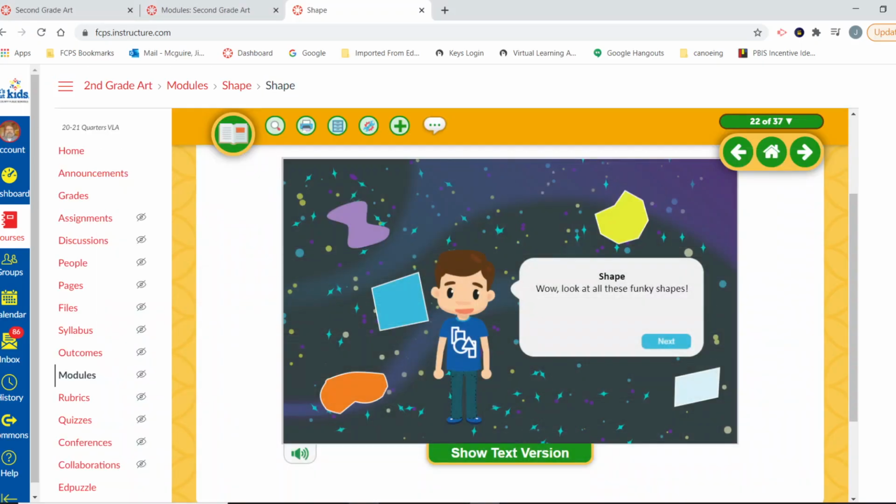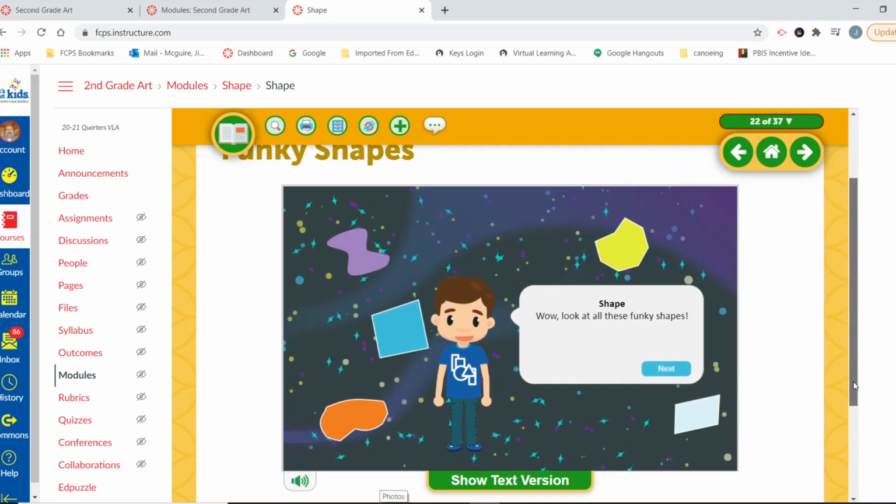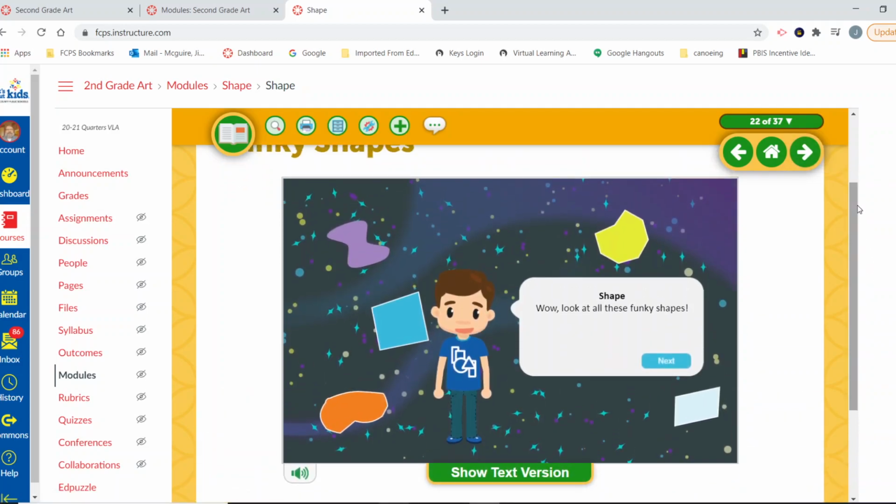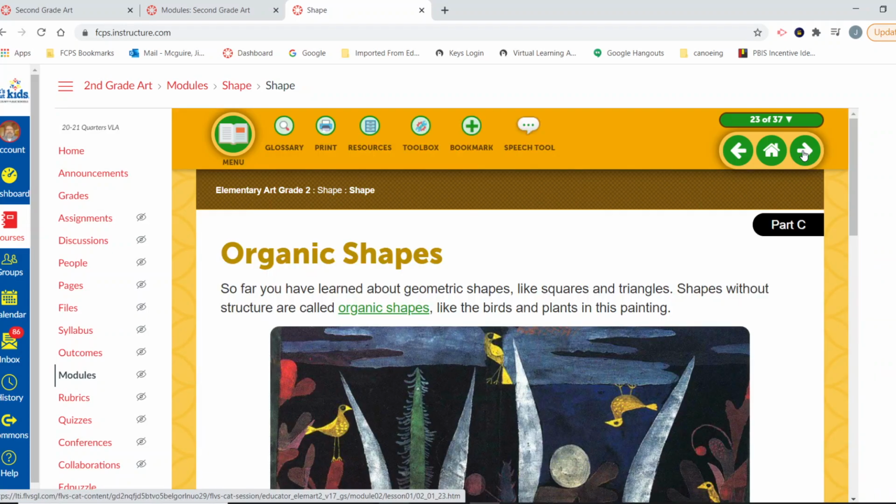So today we're going to be taking a look at some funky shapes that are a little different in size, or I should say, in the way that their edges are made, than in the shapes we've seen previously. We've looked at a lot of geometric shapes, round shapes, and squares, and circles, and triangles, and that sort of thing. Now we're going to be looking at some unique, strange, odd, and funky shapes.